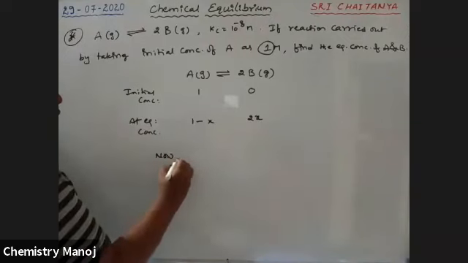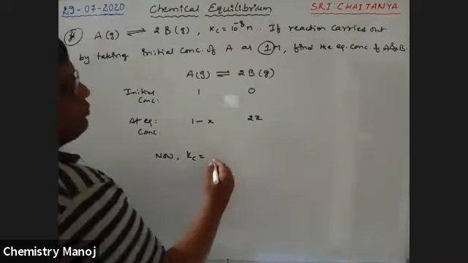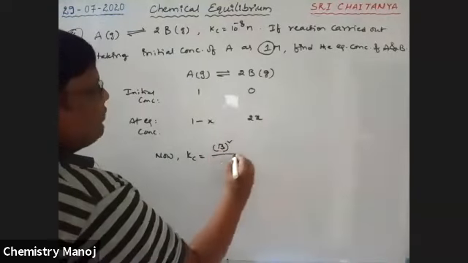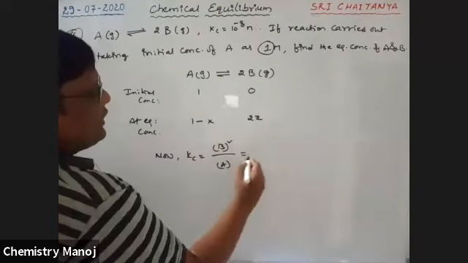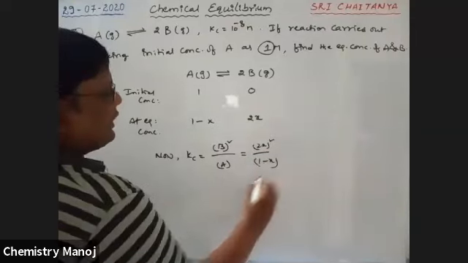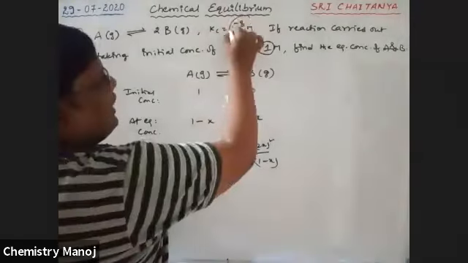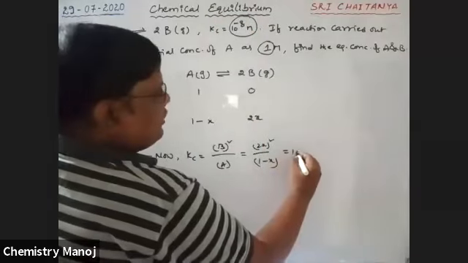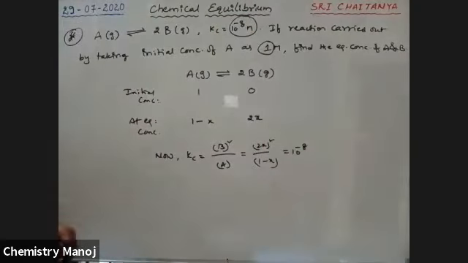Now, Kc is equal to concentration of B whole square by concentration of A. That is equal to (2X) whole square by (1 minus X). Its Kc value is given as 10 power minus 8.